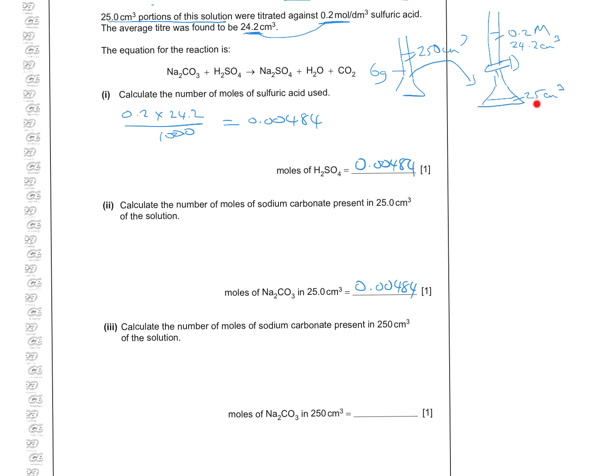Well, to go from 25 to 250, we're multiplying by 10. Therefore, we'll have to multiply this value by 10 because there are going to be 10 times as many moles in here as there are in here. So our answer here is going to be 0.0484, or you could put 4.84 times 10 to the minus 2.